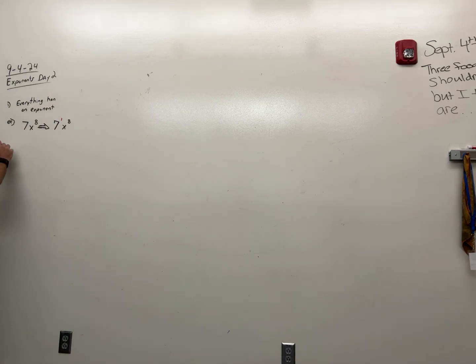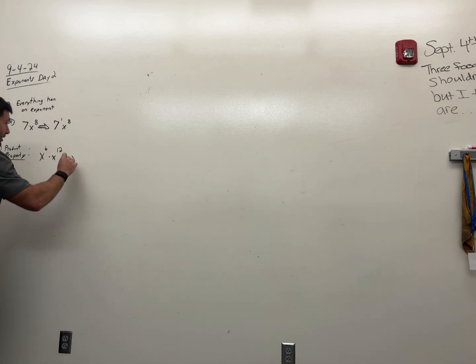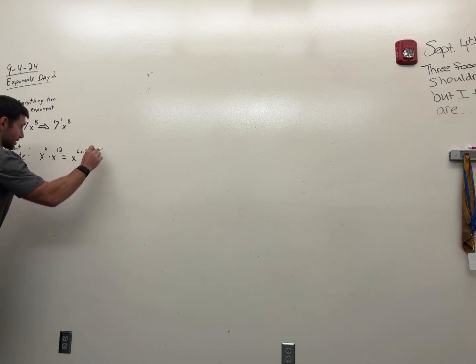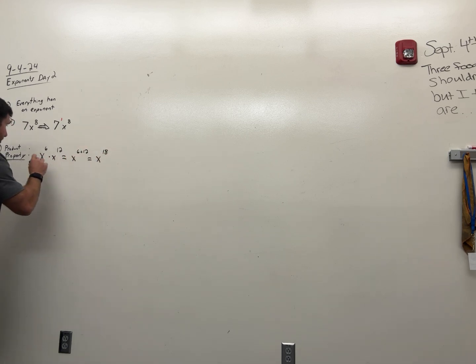Number 2, we have the product property. Which says x to the 6th multiplied by x to the 12th is x to the 6 plus 12, which is x to the 18th. Okay, I'm just going to give you a couple examples. So there's an example. Here's another example.